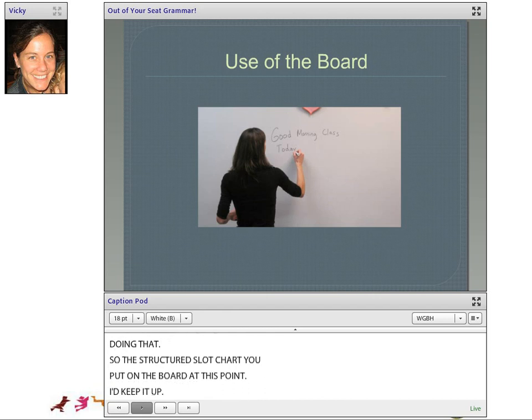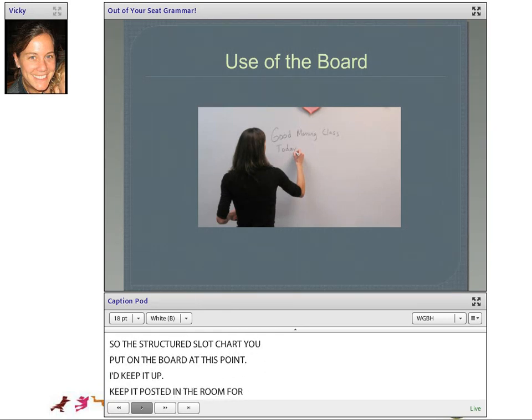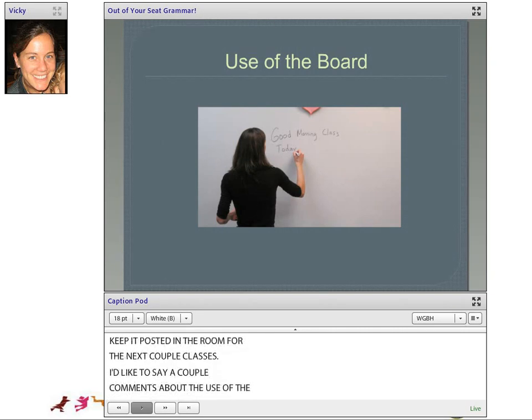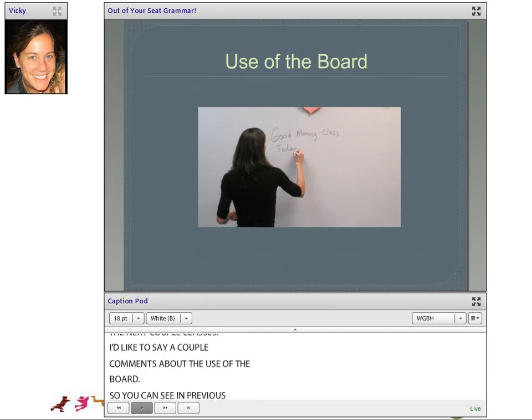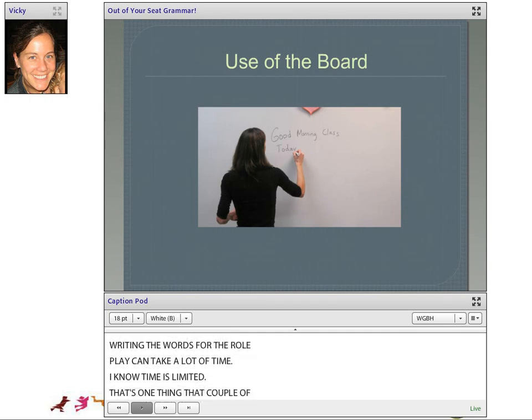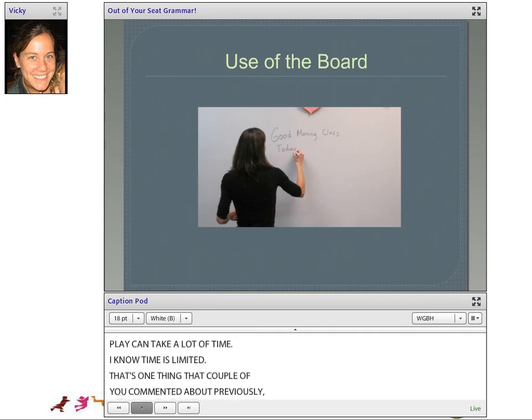I'd like to say a couple of comments about the use of the board. So you can see in previous slides that I had a lot of writing up there on the board for the role play and then also for the structured slot chart. And writing all those words for the chart and for the role play can take a lot of time. And I know that time is limited. In fact, that's one thing that a couple of you commented about previously, is that you don't have enough time. And so we want to make the best use of the time that you do have.